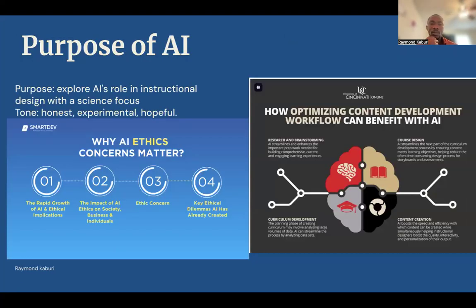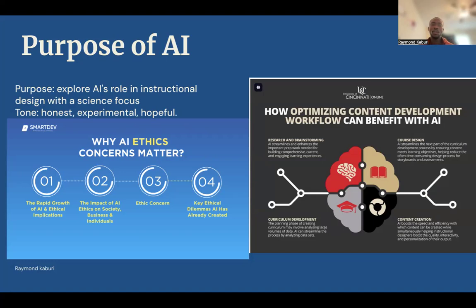Now, today, we want to look quickly at the purpose of AI. The purpose of AI generally is to make our instruction easier, effective, and efficient. And AI's role in instructional design with focus on science teaching is to give us an honest, experimental, and hopeful teaching experience.